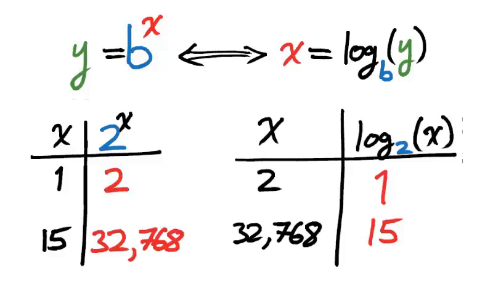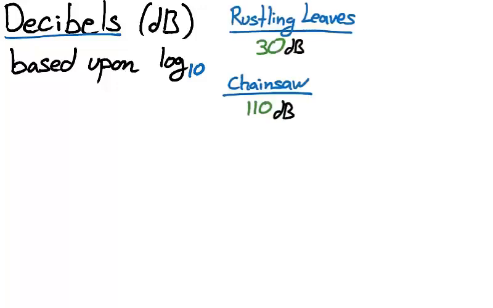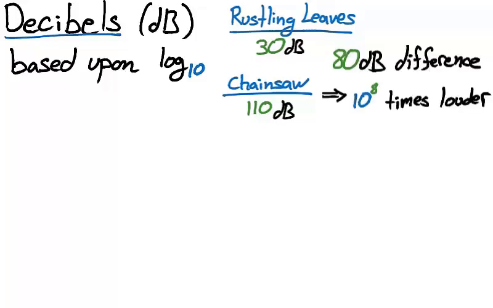Logarithms show up in a number of scientific measurements. For example, decibels measure sound intensity on a scale based upon base 10 logarithms, where the sound intensity of rustling leaves can be scaled at 30, and the sound of a chainsaw is scaled at 110. That is, a chainsaw is 10 to the 8 times louder than the rustling leaves.